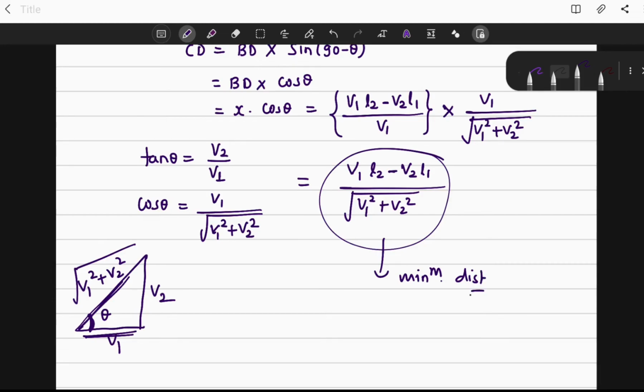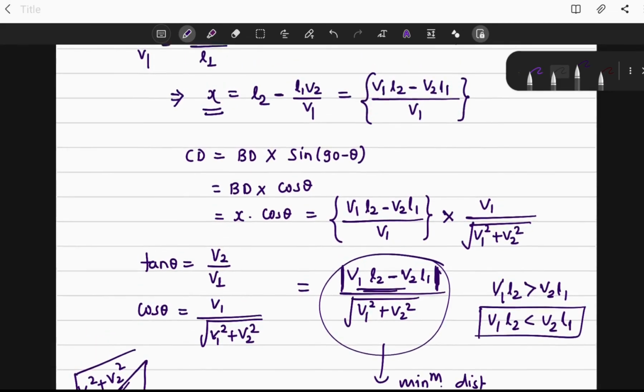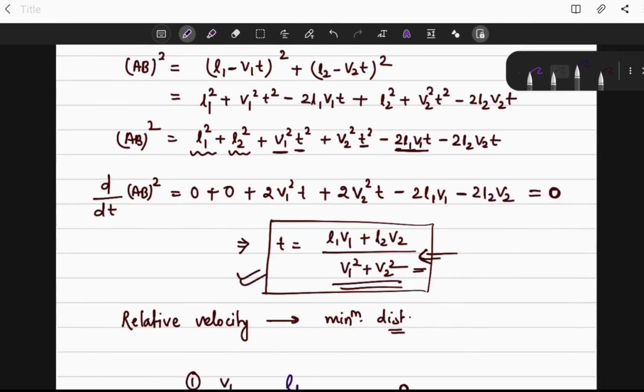We have to put the modulus here, because if V1 L2 is greater than V2 L1, then it is fine. If V1 L2 is less than V2 L1, then the term inside will be negative. That's why we have to put modulus here. I hope the entire procedure is clear.